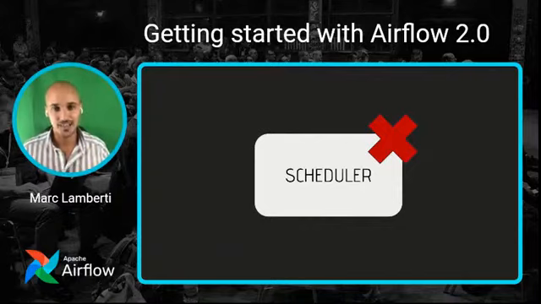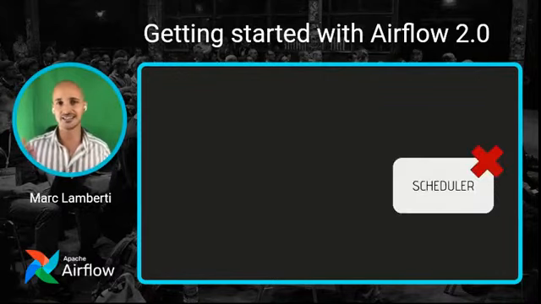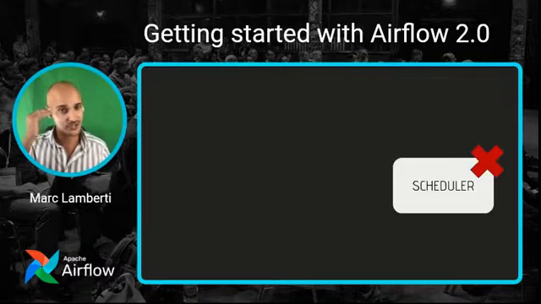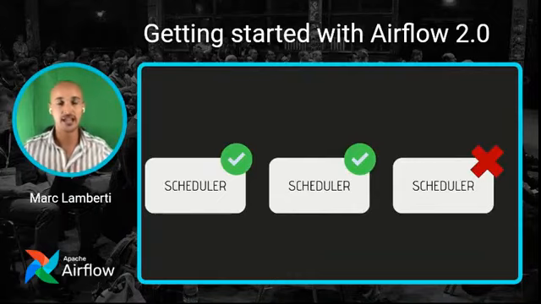Again, this is over. With Airflow 2.0, the scheduler is highly available. What does it mean? It means that you can run as many schedulers as you want. For example, let's imagine that this scheduler goes down. Actually, that's okay, because you have two other schedulers running. And so you can still trigger your tasks with the other schedulers. So that's why it is super important. If you use Airflow in production, you have to use Airflow 2.0.